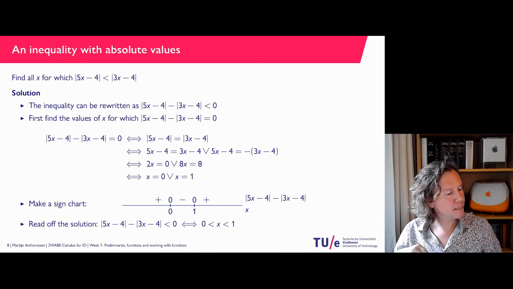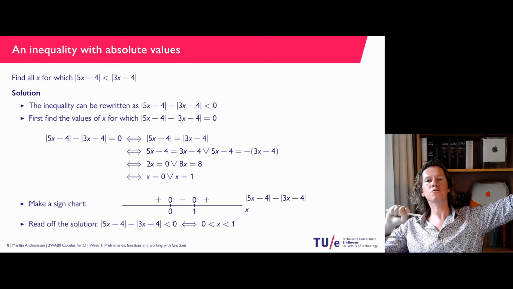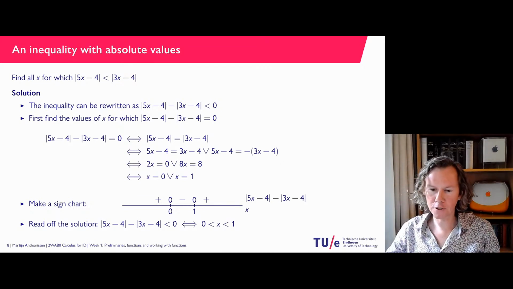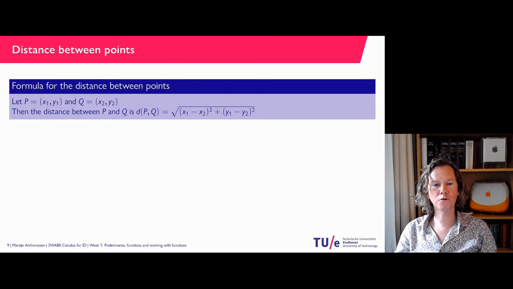So the next bit is distance between points. If you pick 2 points in space and you want to know what the distance is, well, you probably know how to do that. It's basically the Pythagoras theorem. If you have 2 points with general coordinates x1, y1 and x2, y2, then this is the distance. Well, that's just a formula.